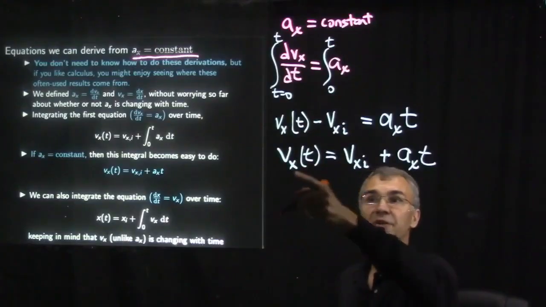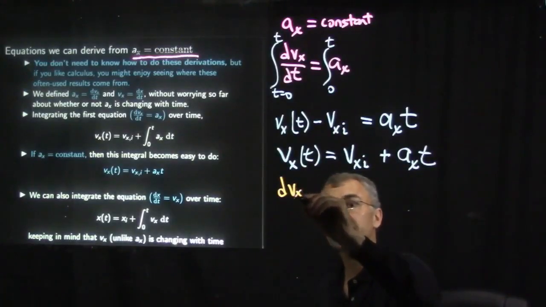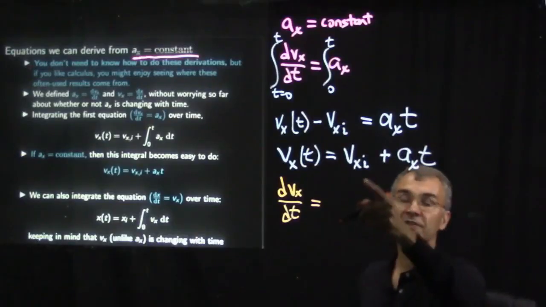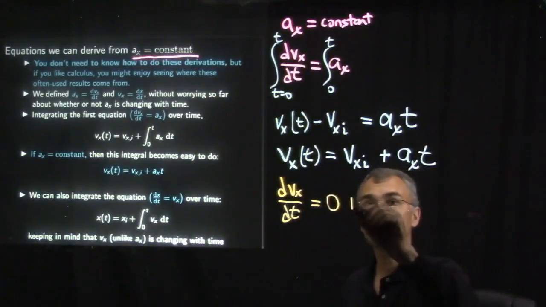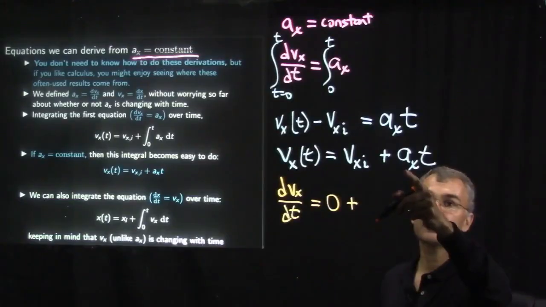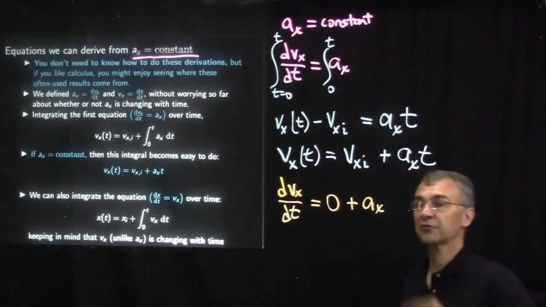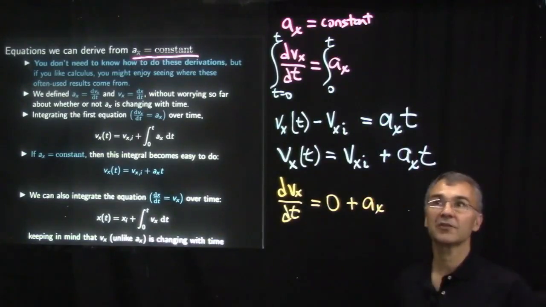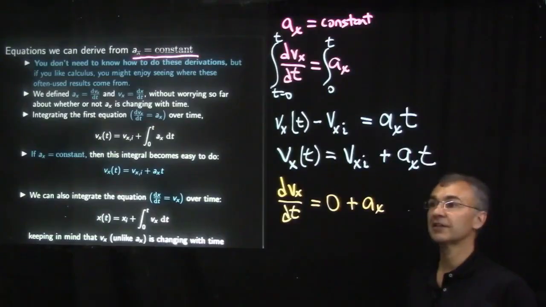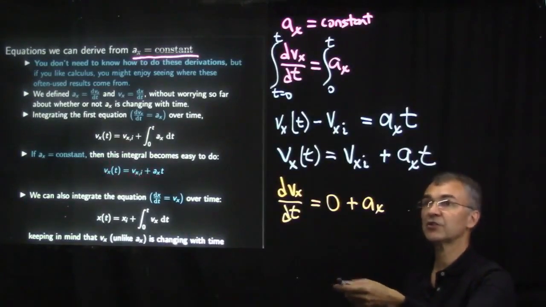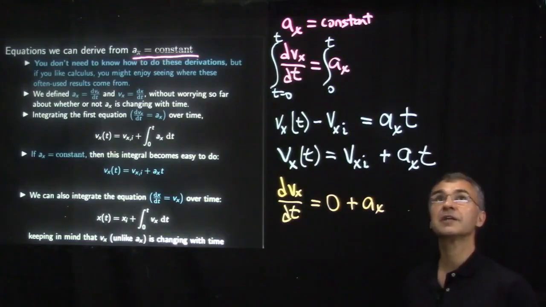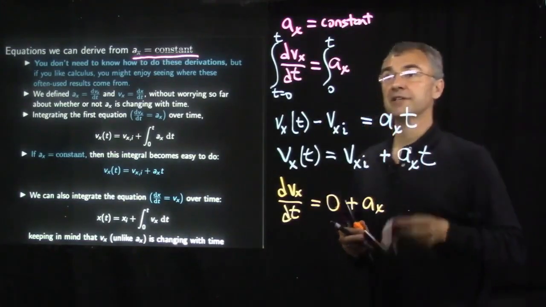The rate of change of v sub x of t is just dv sub x by dt. This is a constant, so the rate of change of a constant is 0, and then this is a constant times time. The rate of change of a constant times time is just that constant. So we got back what we started from: dv sub x by dt equals a sub x. Okay, one of our results is that v sub x is v sub x initial plus a sub x times time. I'm going to write that down more prominently up here.